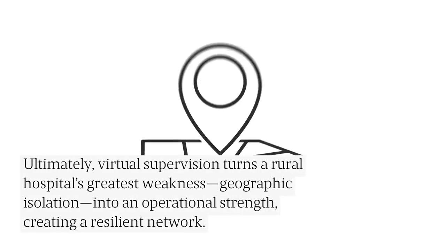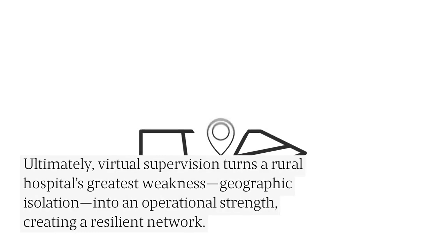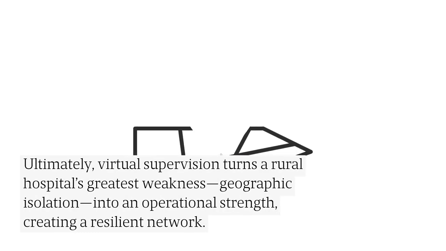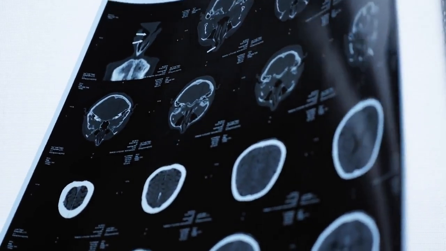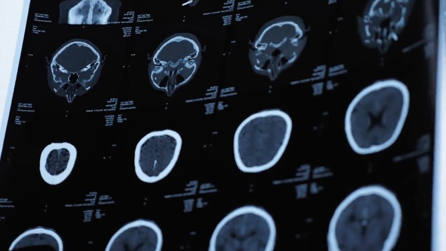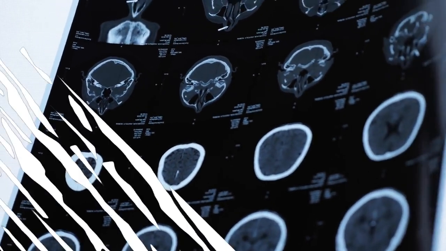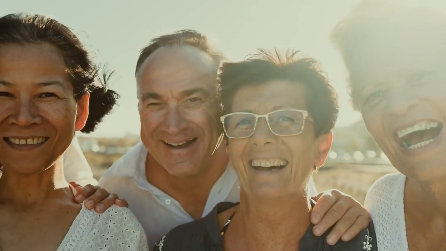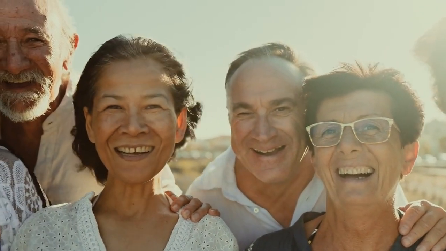Ultimately, virtual supervision turns a rural hospital's greatest weakness, geographic isolation, into an operational strength, creating a resilient network. The conclusion is clear. The new CMS rules for virtual supervision are not a minor update. They represent a viable, powerful, and permanent lifeline for rural hospitals. This is the future of rural care: empowered local teams and equitable access to diagnostics. A future where your zip code does not determine your quality of care.